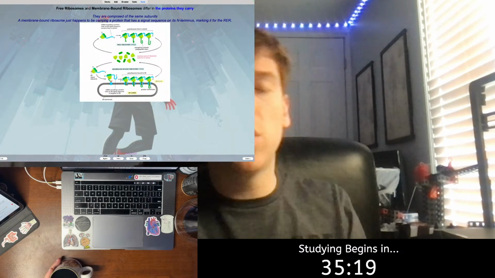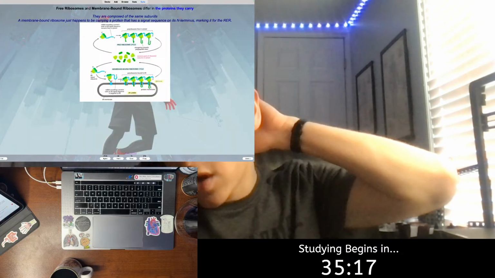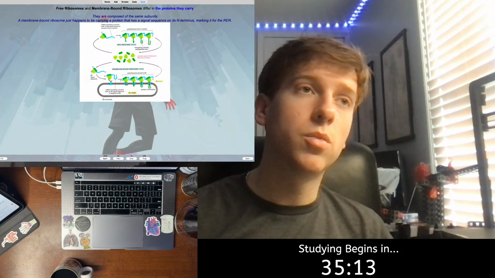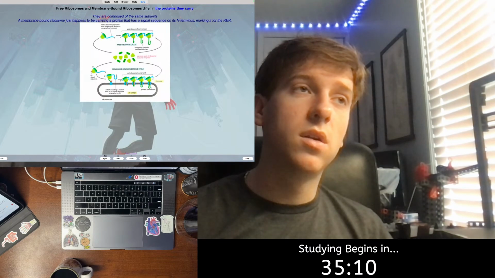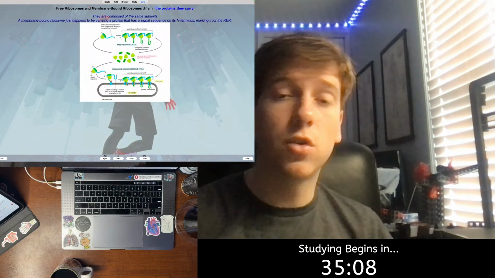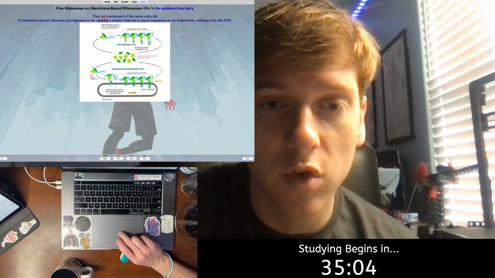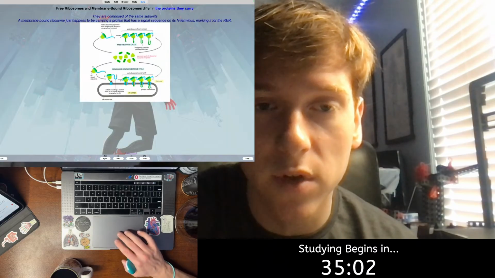Now, if you remember from the previous section, the SRY, that's the sex chromosome. The SRP, signal recognition particle, is the thing that binds to this red thing right here, which is the N-terminal signal sequence of ER proteins.